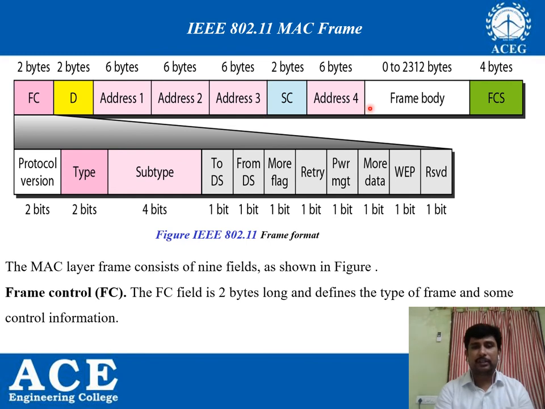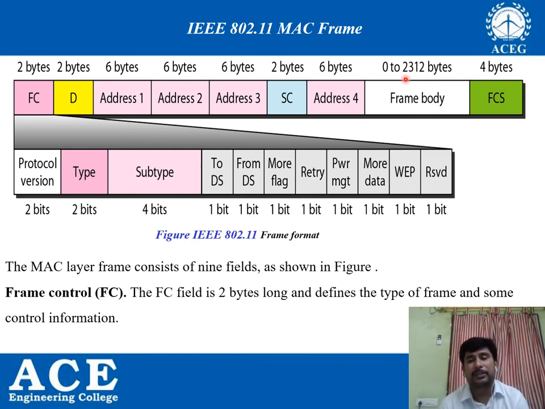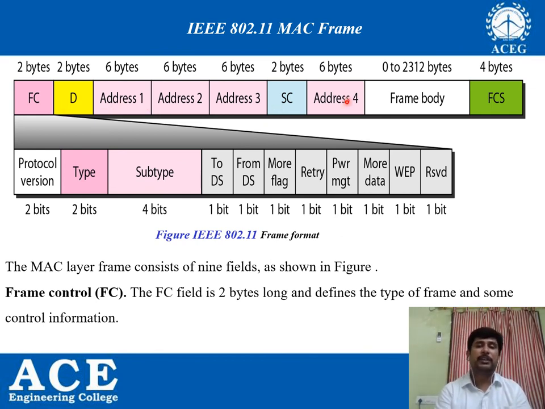So if there is no data, the total length will be 34 bytes, because 2 plus 2 is 4, then 10, 16, 22, 24, 30, and 34 bytes. If the frame body is 0 bytes, the total will be 34 bytes. If the frame body is of size 2312, which is the maximum size of data that can be transmitted, the total length of this frame will be 2346. So let us try to understand each individual field of your IEEE 802.11 MAC frame.